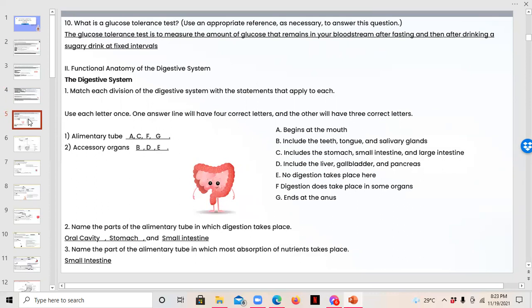What is a glucose tolerance test? Use an appropriate reference as necessary to answer this question. The answer is the glucose tolerance test is to measure the amount of glucose that remains in your bloodstream after fasting and then after drinking a sugary drink at fixed intervals.